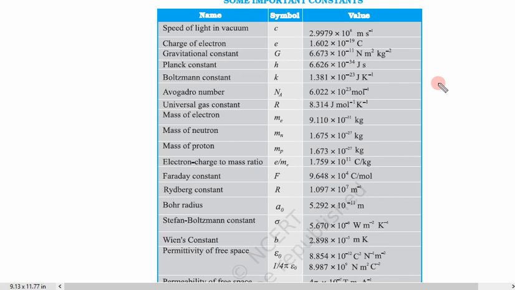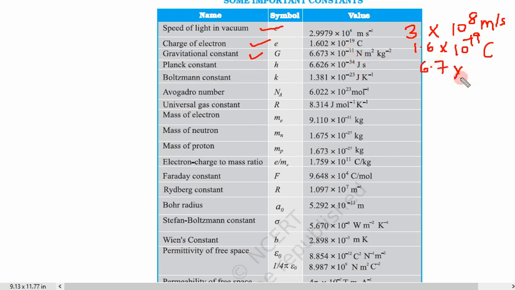So we were discussing some of the most important constants. One thing we have to remember always: what is the speed of light? 3 into 10 to power 8. Second, charge on electron: 1.6 into 10 to power minus 19. Unit is coulomb. Here the unit is meter per second. Now the gravitational constant, this is also very useful: 6.7 into 10 to power minus 11. Unit is Newton meter square per kilogram square.